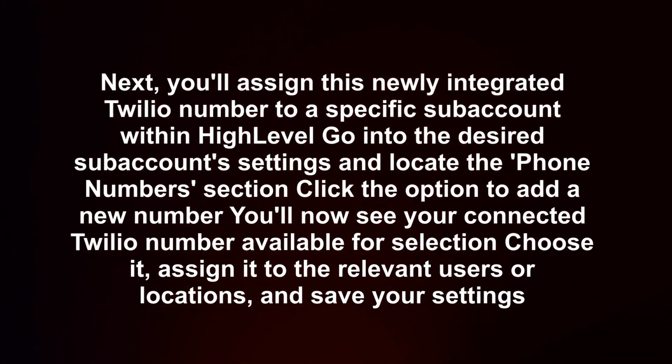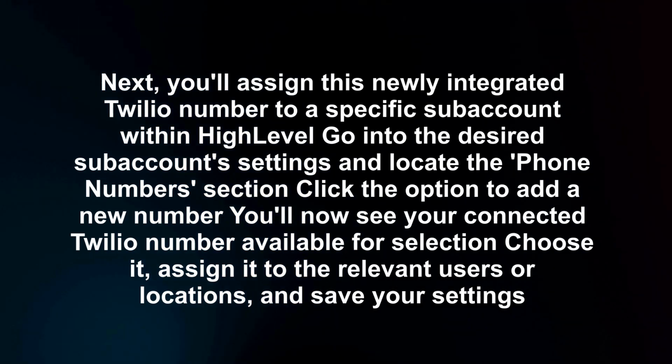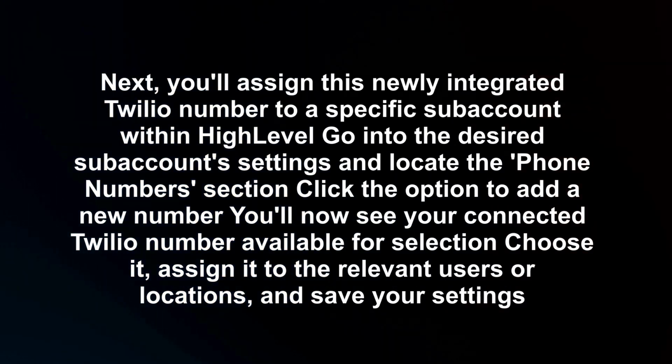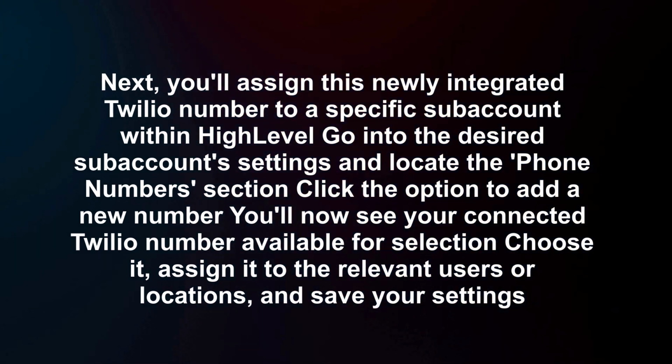Go into the desired sub-account's settings and locate the phone numbers section. Click the option to add a new number. You'll now see your connected Twilio number available for selection. Choose it, assign it to the relevant users or locations, and save your settings.